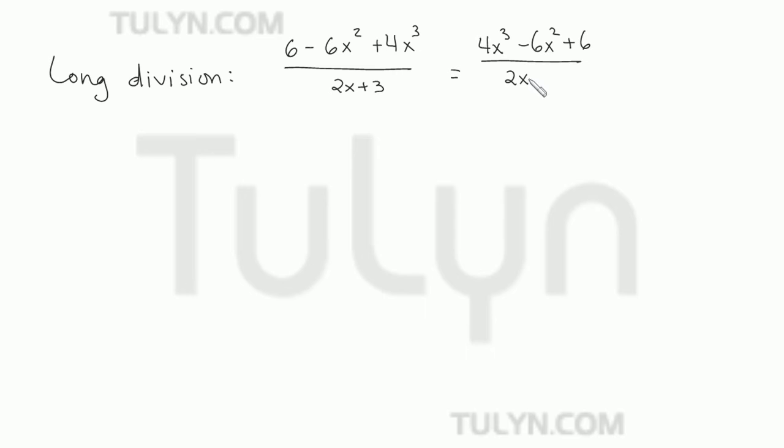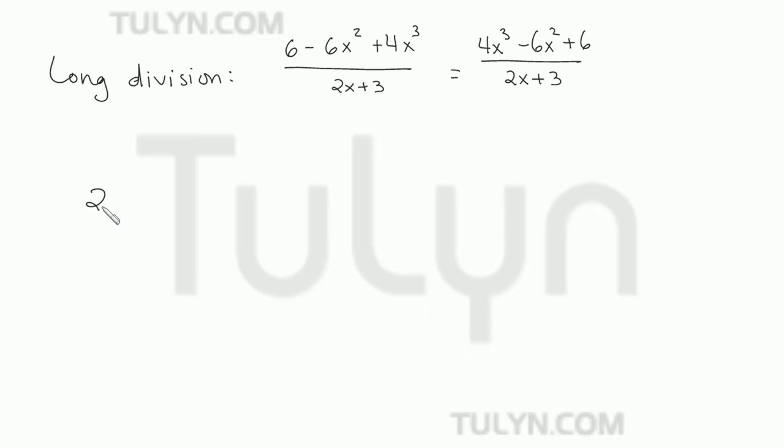Use long division to simplify 6 minus 6x squared plus 4x cubed over 2x plus 3. Now the first thing we want to do is arrange the terms in descending order. So the denominator is alright in this case, but the numerator is in ascending order, not descending order. So we want to rewrite this as 4x cubed minus 6x squared plus 6 over 2x plus 3. And now we can long divide.